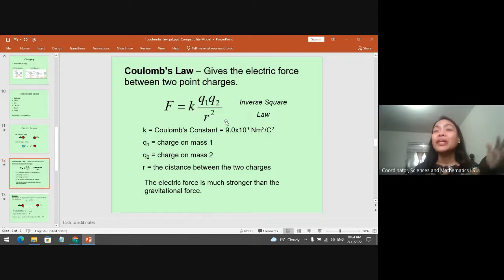Okay, so kindly review your vectors. You had vectors in your senior high school, so kindly review them. Force is a vector quantity.